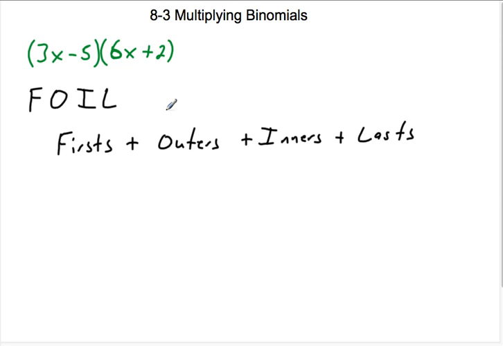Okay, so one of the techniques we can use to make sure we don't leave anything out is the FOIL method. That stands for firsts plus outers plus inners plus lasts. Okay, so the firsts would be the first term in each parentheses. So the first would be 3x times 6x.